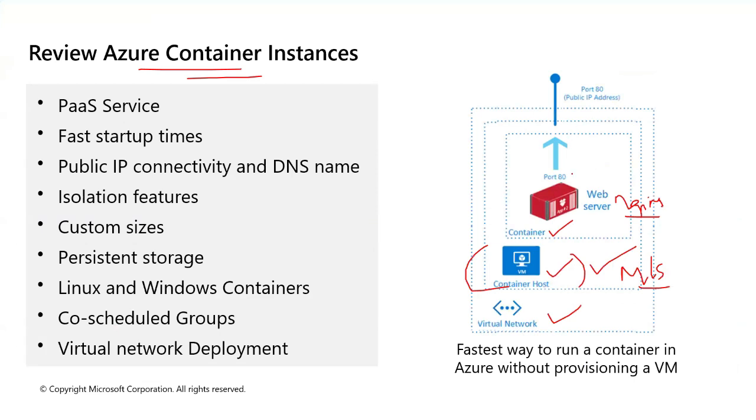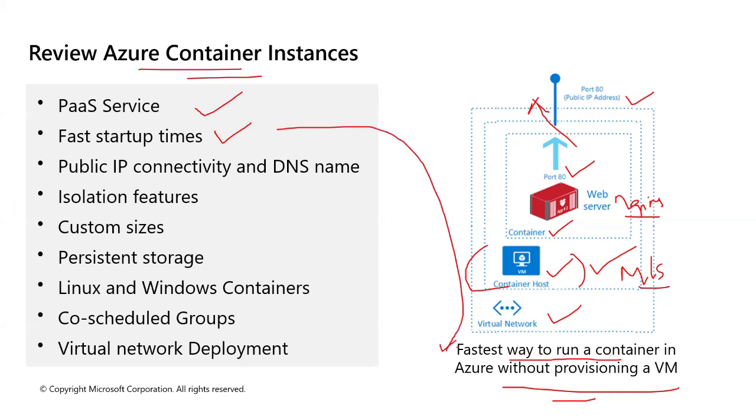That's what happens. The moment I get an Nginx on port 80, I'll get a public IP address. The moment I go to the browser, I'll get the Nginx page. This is a faster way to run a container without provisioning your virtual machines. Correct? So it is a PaaS, a platform as a service for sure, right? And it has a very fast startup. That means you can start a container in seconds without provisioning your virtual machines, right?